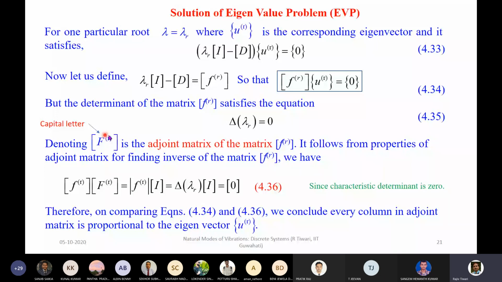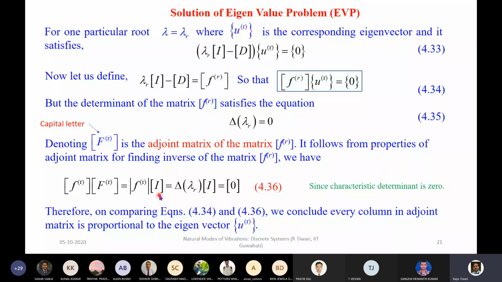Here I'm using the small f. Here capital F is the adjoint matrix of the small f matrix. So the adjoint of the matrix I'll define here, that is representing as capital F. And the adjoint of a matrix has the property that if you multiply the matrix with its adjoint matrix, that will be equal to the determinant of the original matrix times the identity matrix. So this is the property of the adjoint matrix.